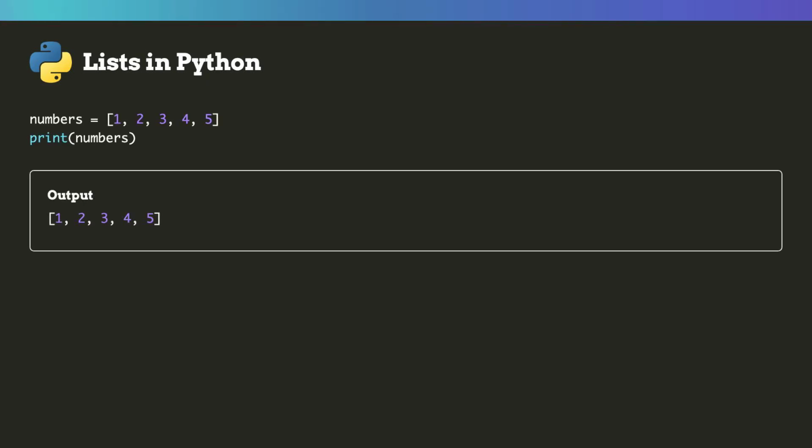Let's begin by creating a simple list. A list is declared by enclosing a comma-separated sequence of objects in square brackets. Here, numbers is a list that holds a series of integers.